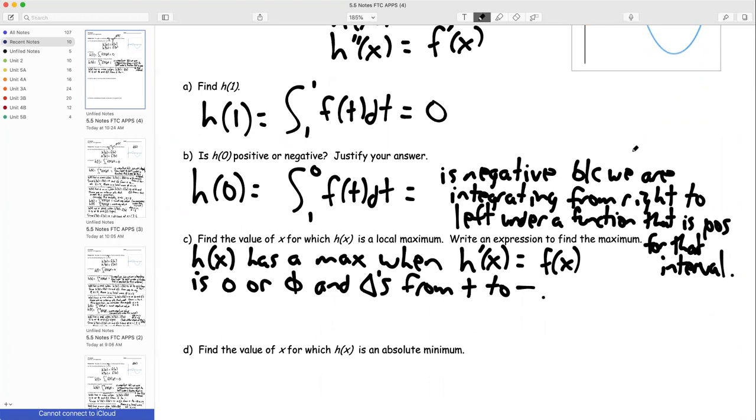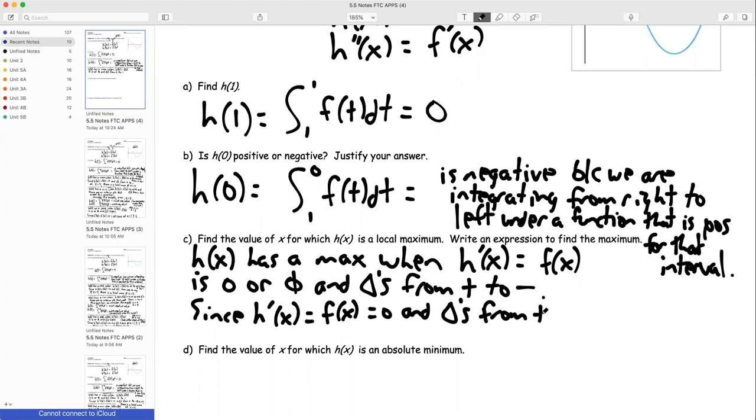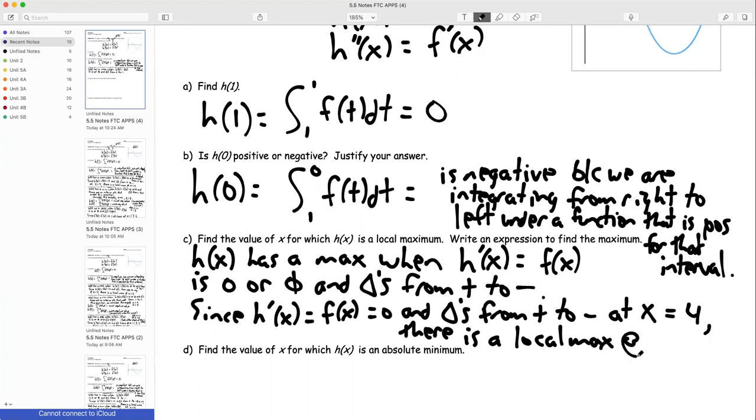Okay, so I said since h prime of x, which is equal to f of x, equals 0 and changes from positive to negative at x equals, we said it was at x is equal to 4, there is a local max at x is equal to 4.